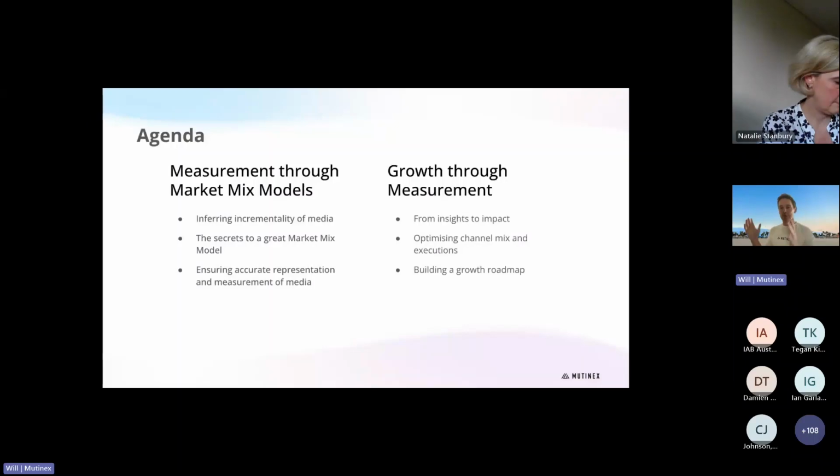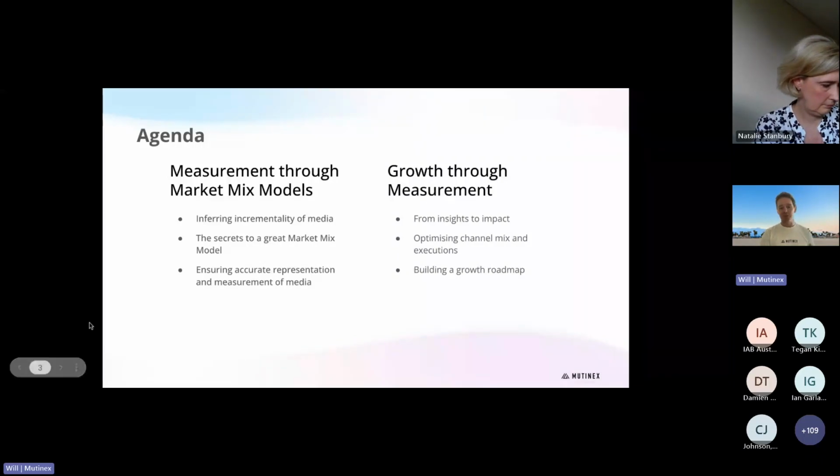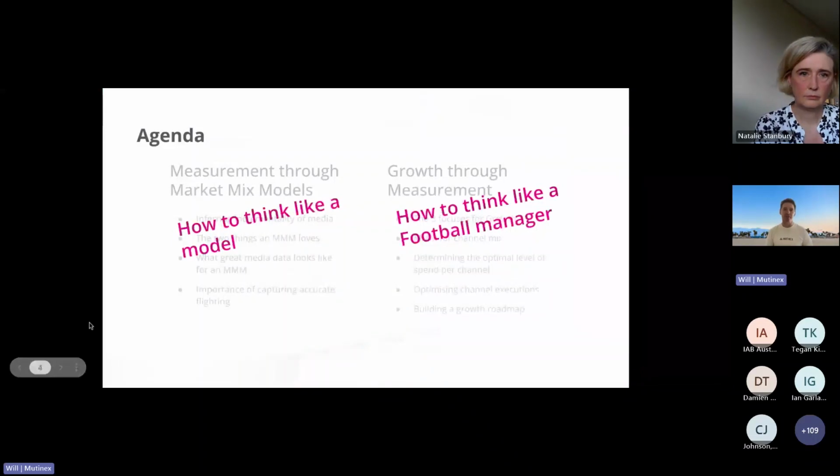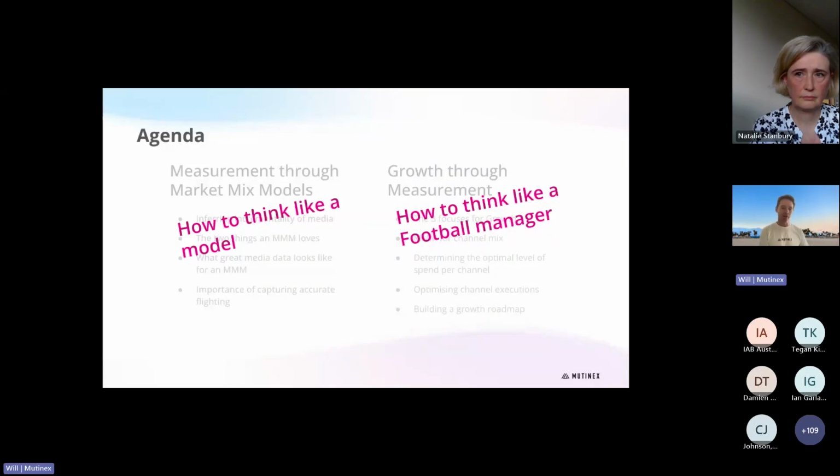So that's measurement, but we also want to make sure that we're helping our customers see growth through measurement as well. So we want to be going from those insights into impacts. We want to be helping them optimize their channel mix and their executions, and we also just want to help them build a growth roadmap. Some of the things we really want to do today is help you start to think more like a model. As a modeling approach, it works in a certain way, and it really helps us to start thinking the same way that a model thinks in terms of how it interprets the data that it receives.